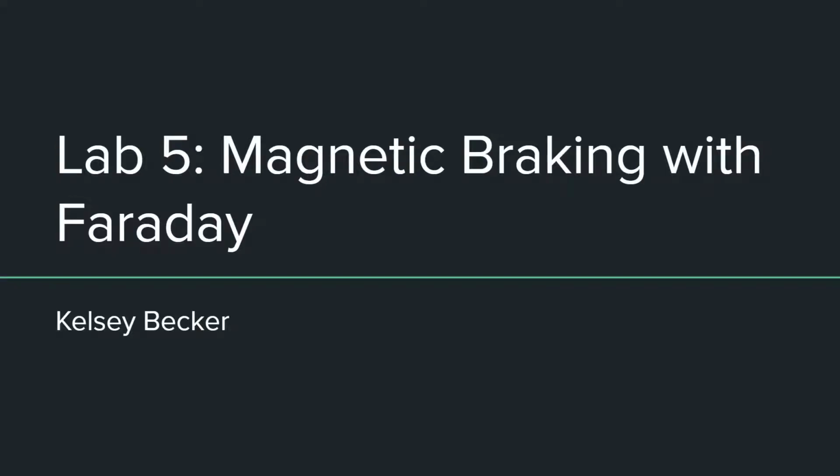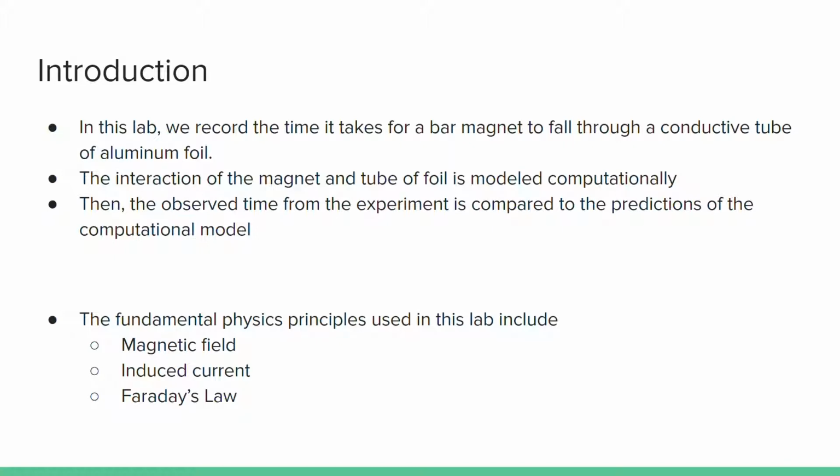This is Lab 5, Magnetic Braking with Faraday. In this lab, we record the time it takes for a bar magnet to fall through a conductive tube of aluminum foil. The interaction of the magnet and tube of foil is modeled computationally. Then the observed time from the experiment is compared to the predictions of the computational model.